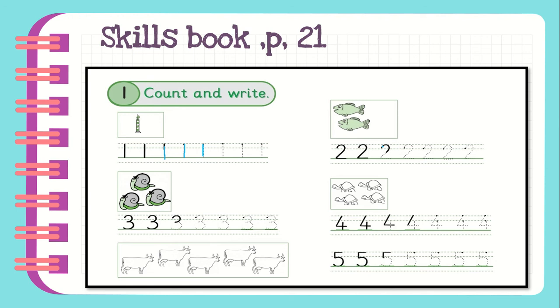We have 2. So you have to trace number 2. Okay, my students, start from the dot. Start from the dot, then trace carefully like this. Okay, here how many snails? We have 3 snails. So you have to trace number 3. Start from the dot. Okay, how many cows here? We have 5. Trace number 5.